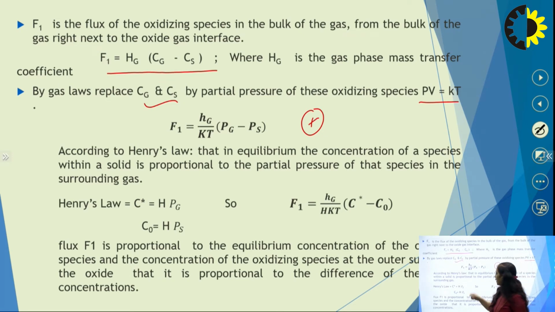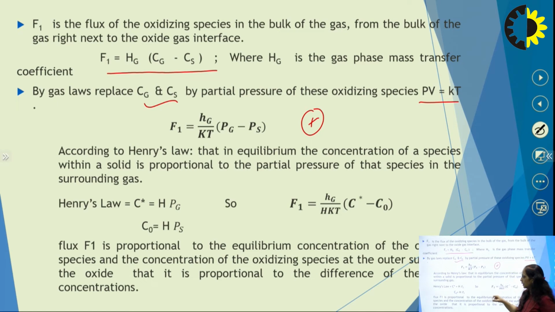So according to Henry's law, in the equilibrium state, the concentration of a species within the solid is proportional to the partial pressure of that species in the surrounding gas. It states that, as per Henry's law, the equilibrium concentration of a species within a solid is proportional to the partial pressure around that solid in the gaseous form.